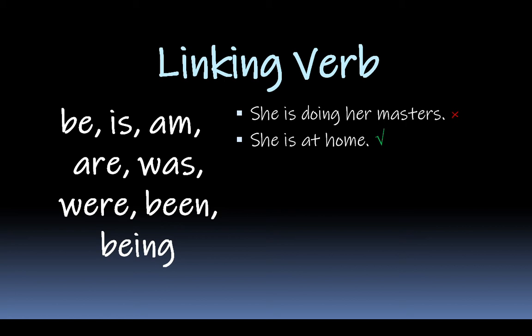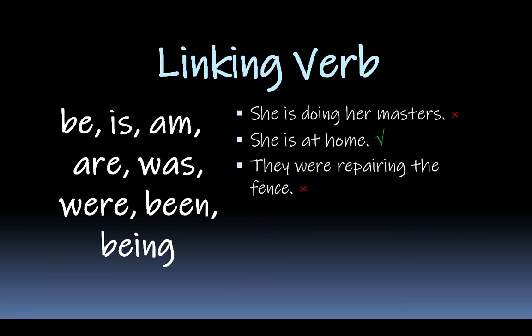Remember the rule, whenever any of these 8 verbs, and all of them are forms of verb be, whenever they are used with other verbs, they are helping verbs. I mean, whenever they are followed by other verbs, they are helping verbs. And whenever they are used alone, whenever there is no other verb following them, they are linking verbs. Look at the next example.